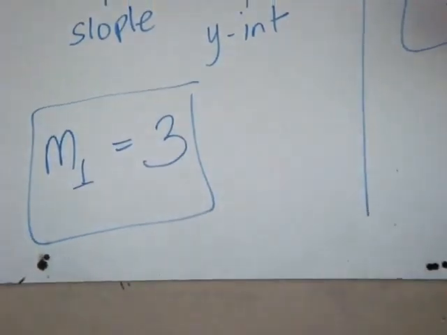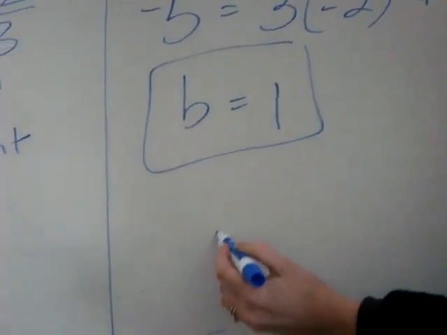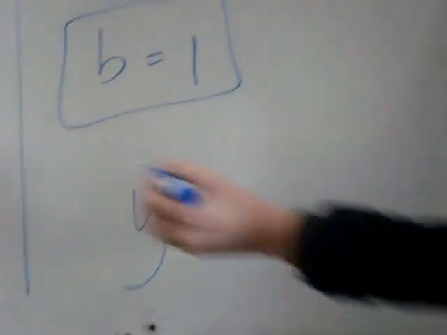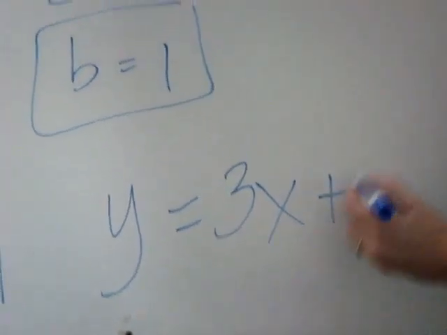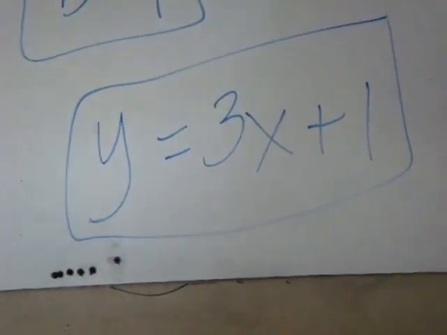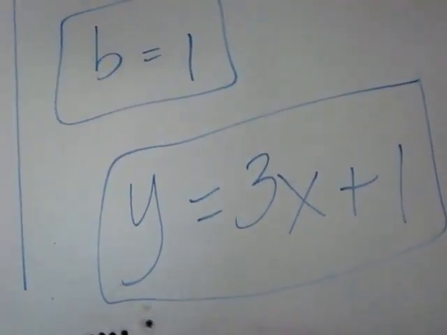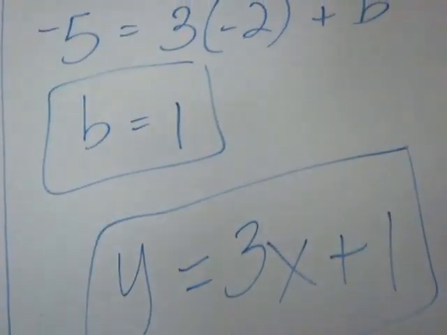Now we have our slope, and we have our y-intercept. So we just put it in the equation. Y equals 3x plus 1 is your final answer. If you need help with these, you need to see me so we can learn how to do this.